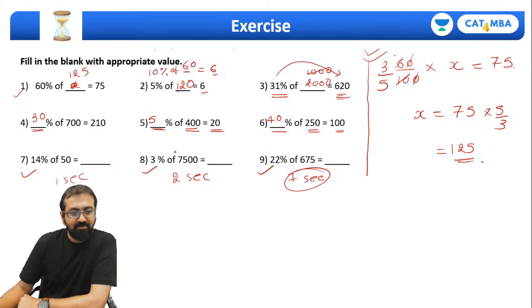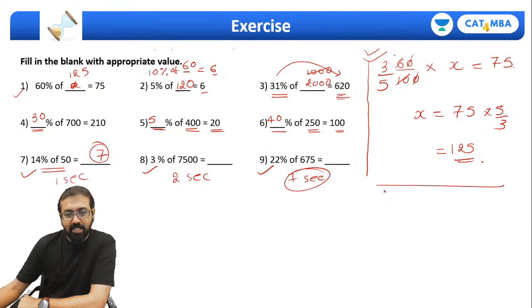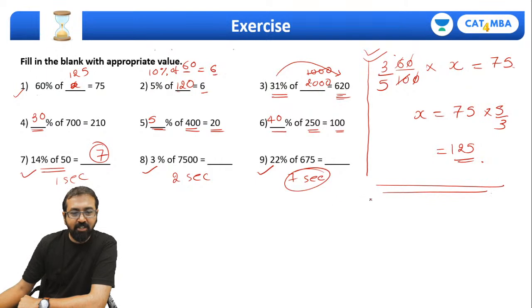Yup. So 14% of 50 will come out to be 7. Okay. 14% of 50 will be 7. Right? And please understand, now let me explain one point over here, everyone. Okay, fine. You first type your answers and then I'll explain that. So 8th one, 3% of 7500, of course it's 225, and 22% of 675.